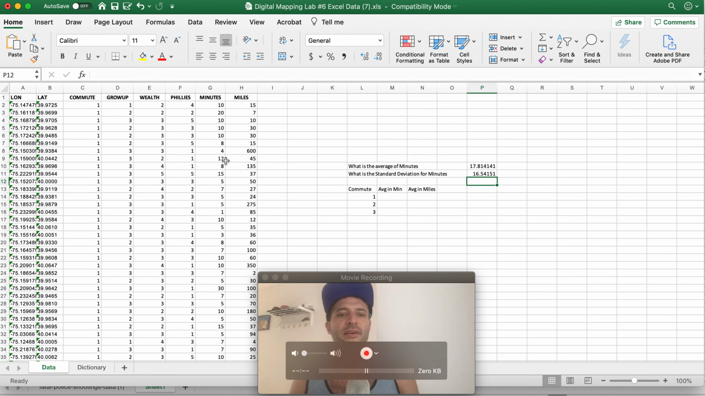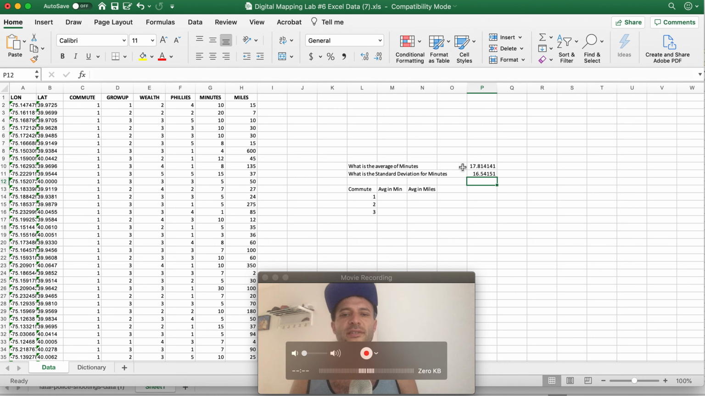A lower standard deviation would tell us that values in the data set are on average close to the mean, and a larger one, relative to the size of the average itself, tells us that there is a lot of variance. They are spread far from the mean.